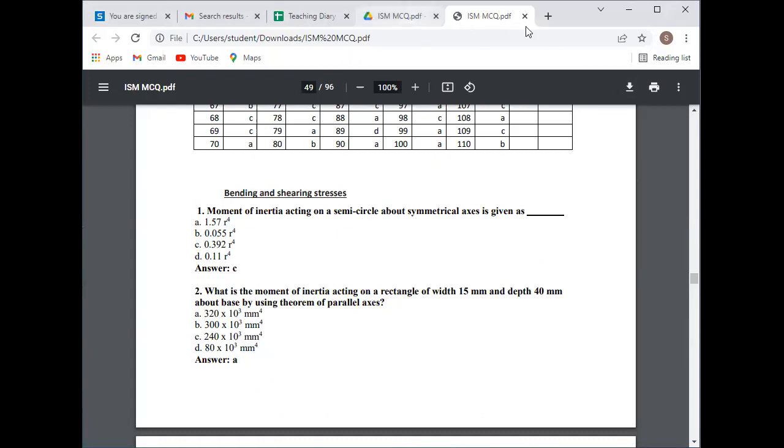Okay. So what is asked? A rectangular section, and the width of the rectangular section is 15 mm and the depth is 40 mm. About the base, by using the theorem of parallel axis. That means here you have to find out the moment of inertia, which is equal to bd cube upon 12.